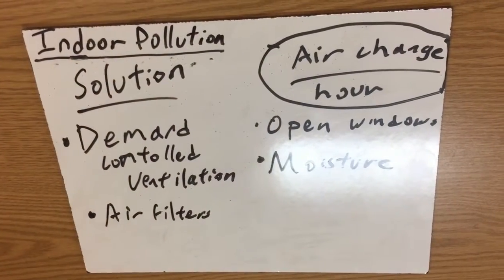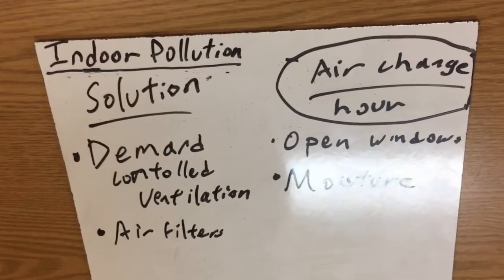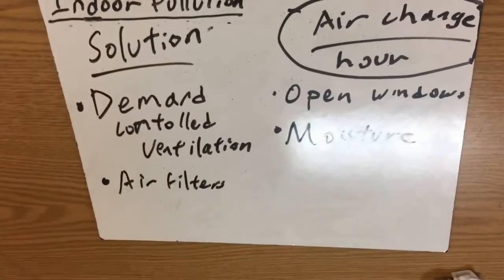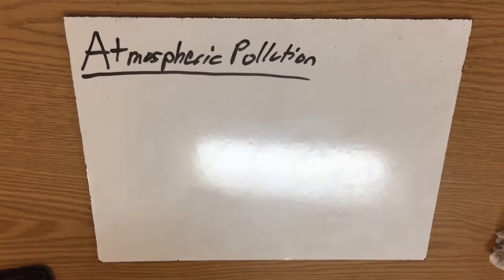Certain chemicals react with water vapor, so reducing moisture can help keep mold levels down and dangerous chemicals down. So this is indoor pollution. All right, so next we'll talk about atmospheric pollution.